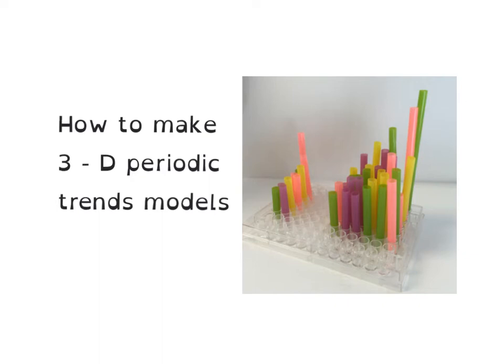This is a brief tutorial to walk you through the steps on how to make a three-dimensional periodic trend model with straws. You will be doing this with various trends, things like density, electronegativity, ionization energy. Each group will be given a different trend and a set of data to work with.